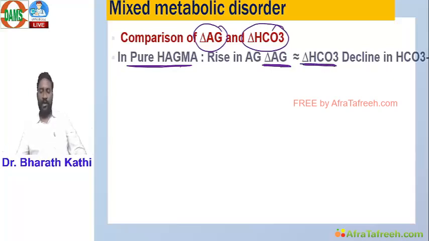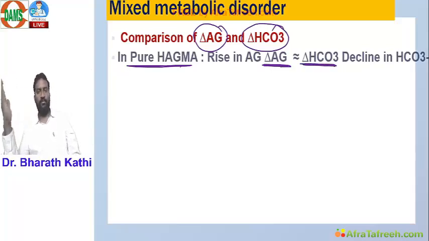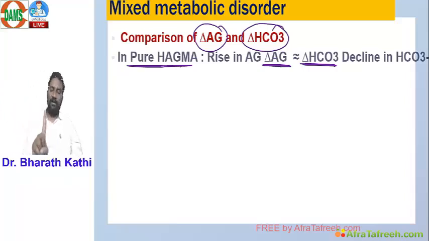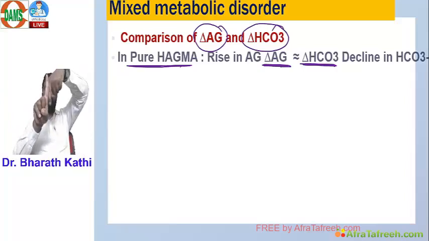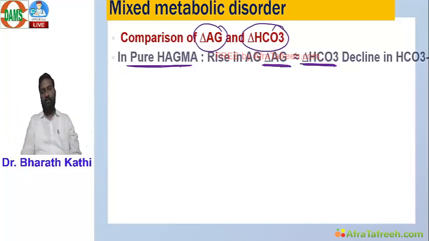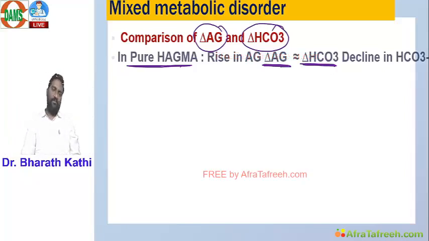Now suppose the anion gap has increased from 10 to 20. Bicarbonate should decrease from 25 to 15. So 10 to 20, the change is 10. 25 to 15 also, the change is the same. So the change will be the same. How much has the anion gap increased? If the anion gap has increased by 10, bicarbonate also will decrease by 10 if it is a single high anion gap metabolic acidosis. Let us see a few situations.